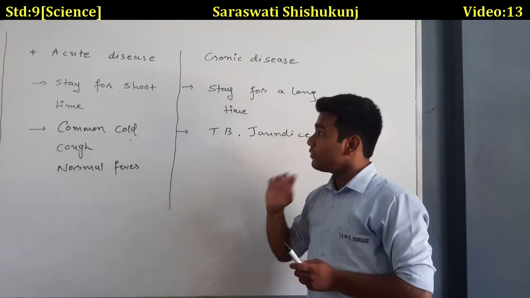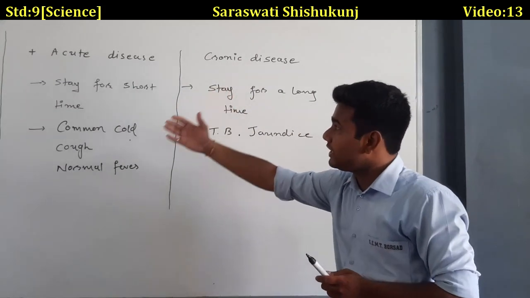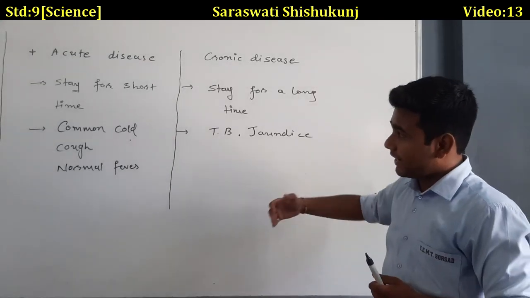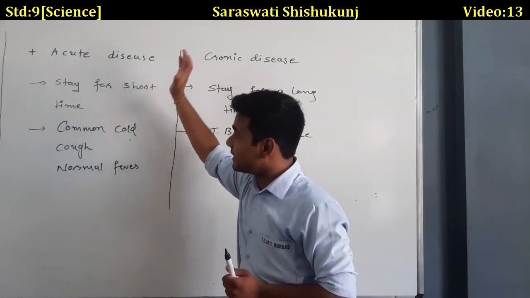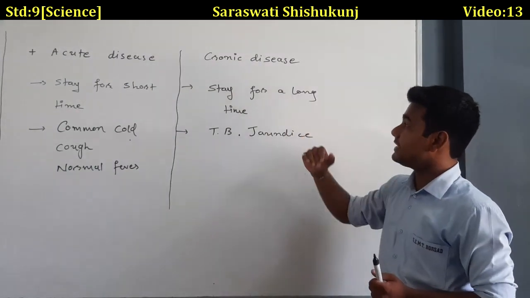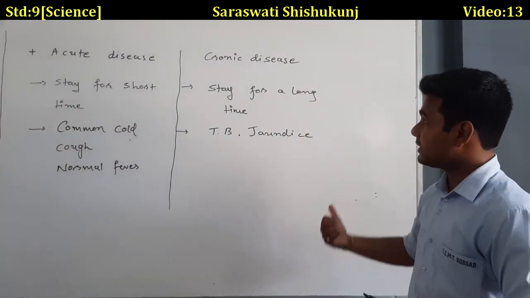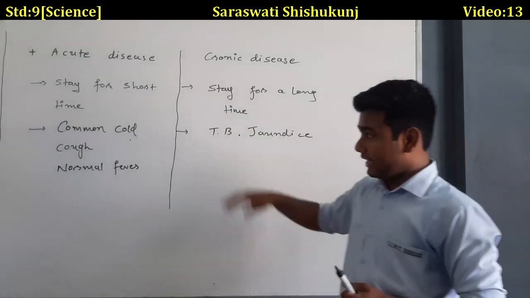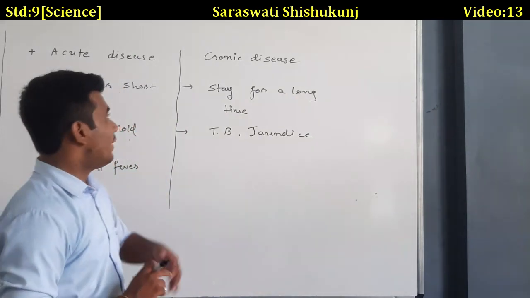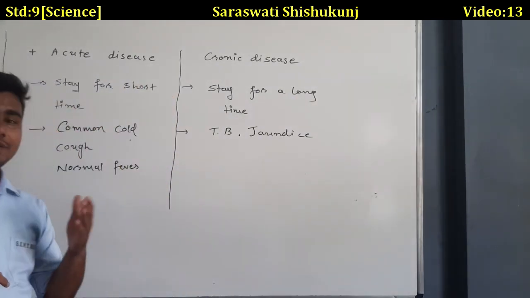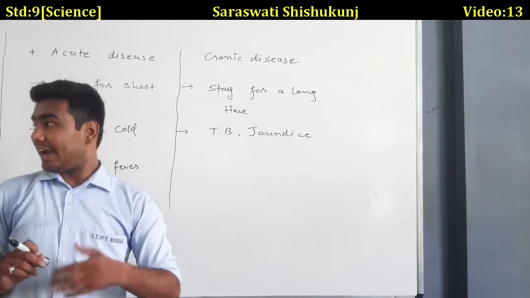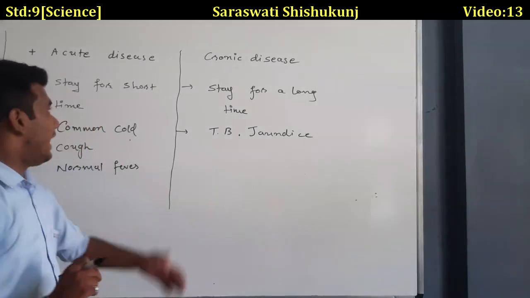So in this way, the difference between acute disease and chronic disease is there in front of you. Again, we will revise. Acute disease means the disease which stays for a short time, and chronic disease means the disease which stays for a long time. In acute disease, we have common cold, cough and normal fever. While in chronic disease, we have TB, jaundice, cancer, different heart problems. All that will be considered chronic disease.